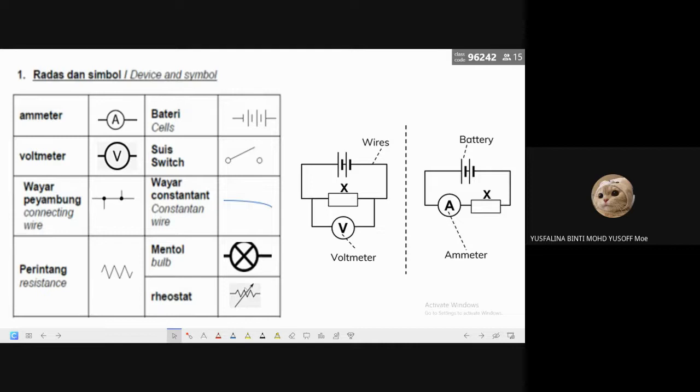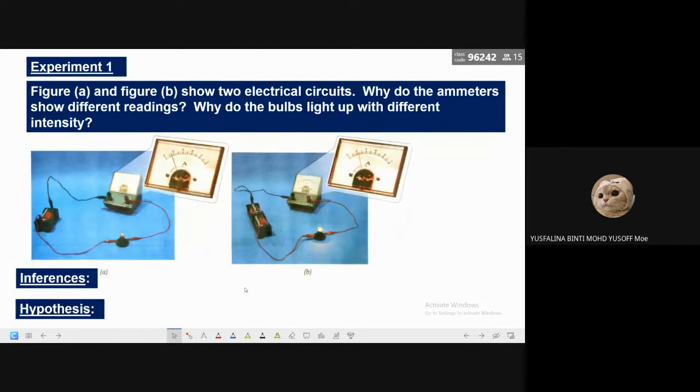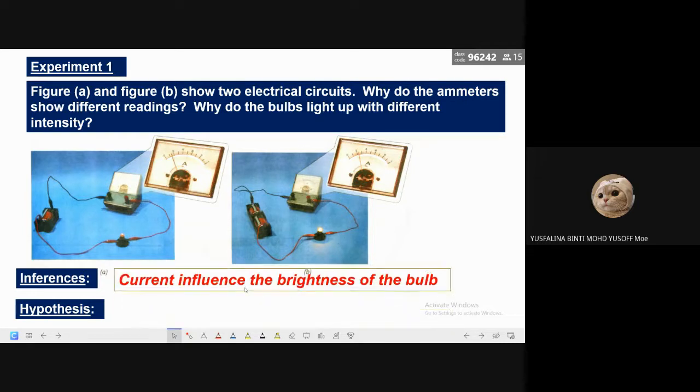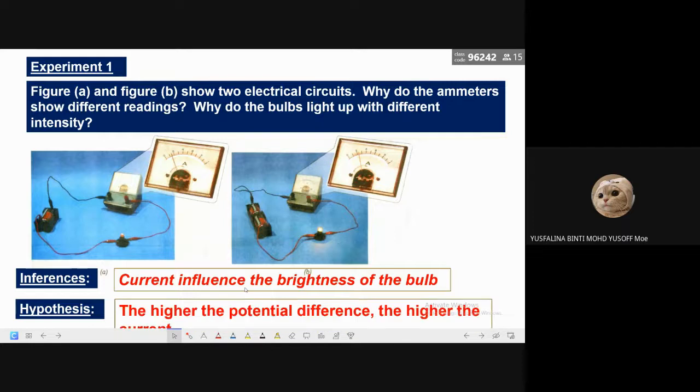And Experiment 1: why do the ammeters show different readings? Why do the bulbs light up with different intensity? This experiment shows that the current influences the brightness of the bulb. If you use a high current, the bulb will be brighter. So current influences the brightness of the bulb. The higher the potential difference, the higher the current.